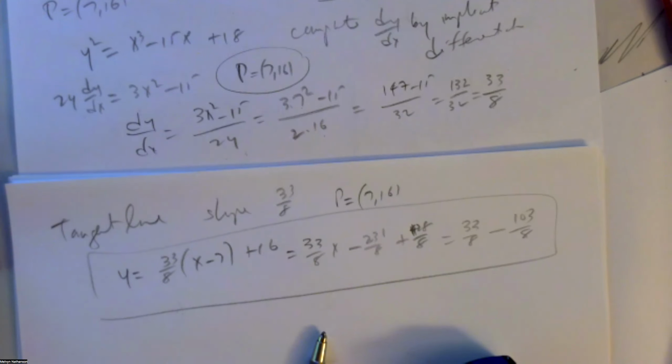Supposed to be the tangent line T to this curve. So it has to go through.